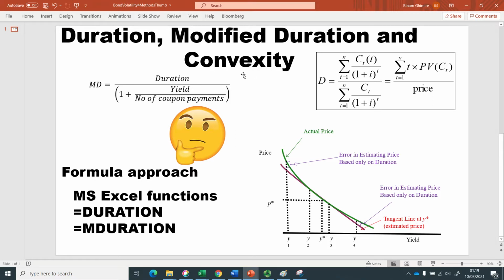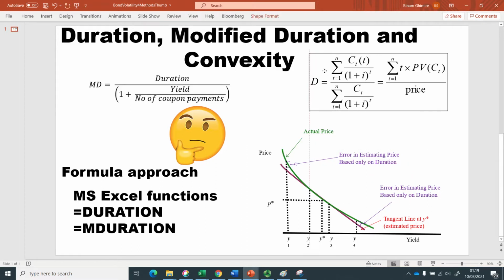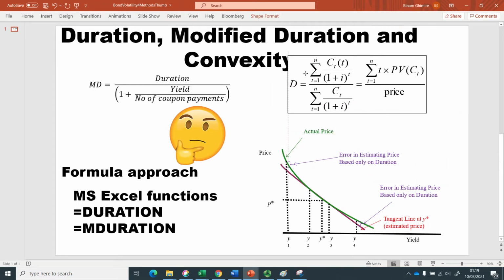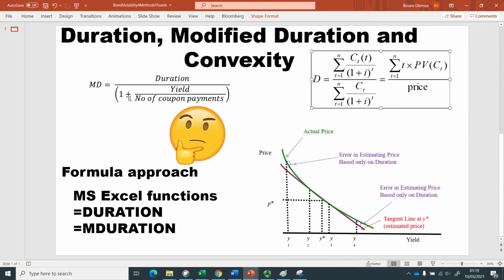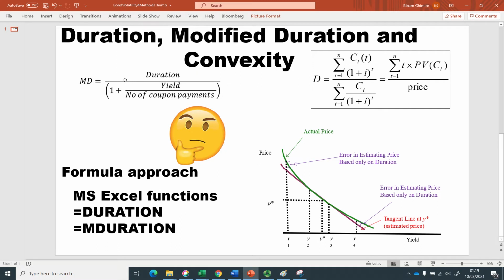Today I want to talk about bond volatility measures, namely duration, modified duration and convexity. I am going to provide you a numerical illustration where I will be using the formula for duration, which is this one, the formula for modified duration, which is here, and I will also explain how you can make your life easy with the help of MS Excel built-in functions related to duration and modified duration, which are simply =DURATION and =MDURATION.